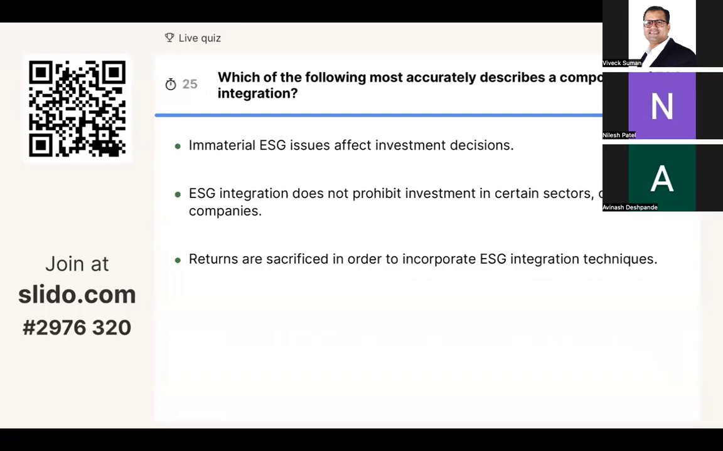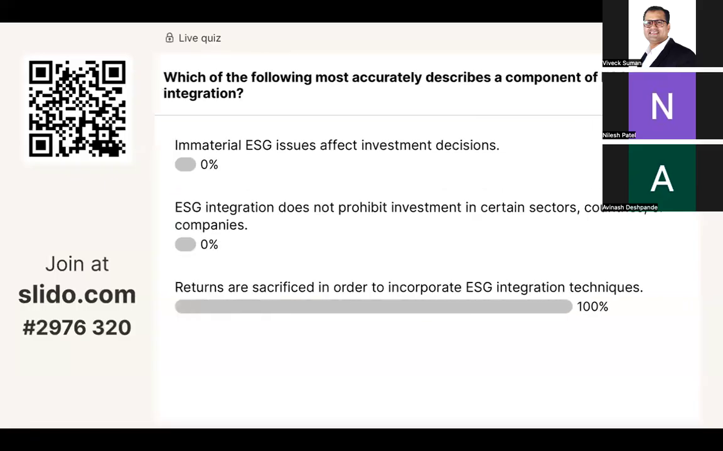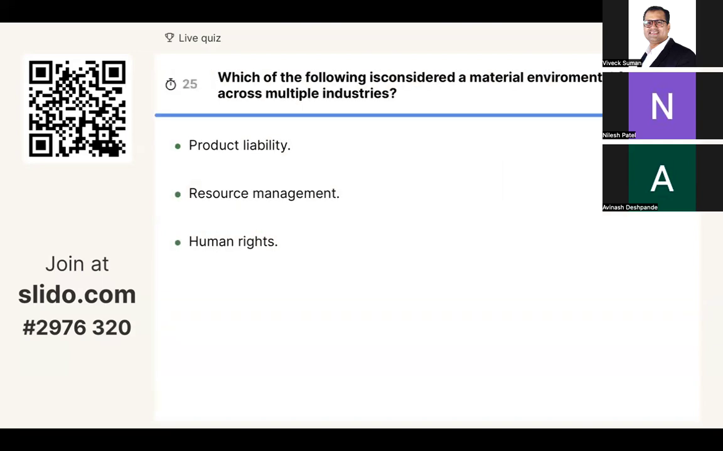Next question. Which of the following most accurately describes a component of ESG integration? Immaterial ESG issues affect investment decisions. ESG integration does not prohibit investment in certain sectors, countries or companies. Returns are sacrificed in order to incorporate ESG integration techniques. The correct answer is that ESG integration does not prohibit investment in certain sectors, countries or companies.